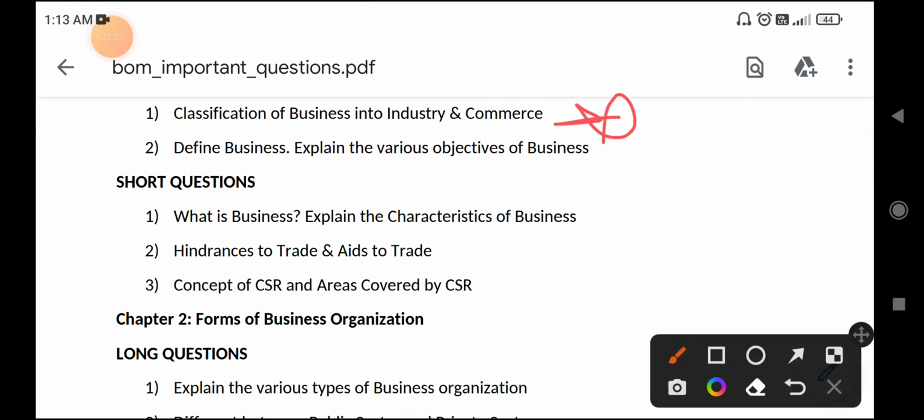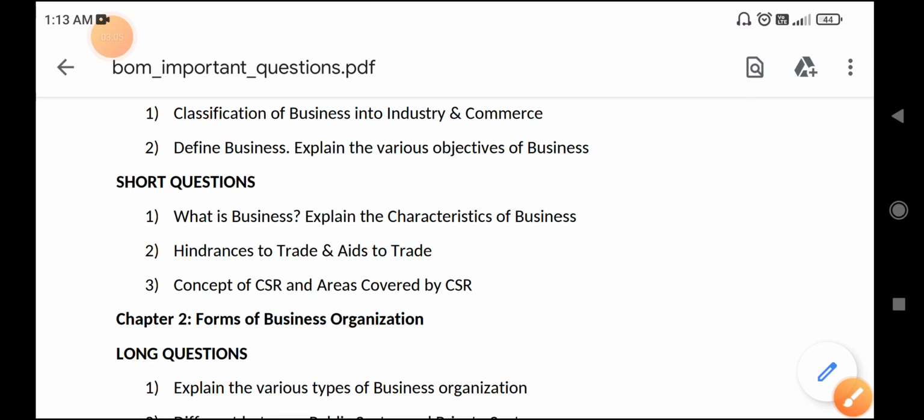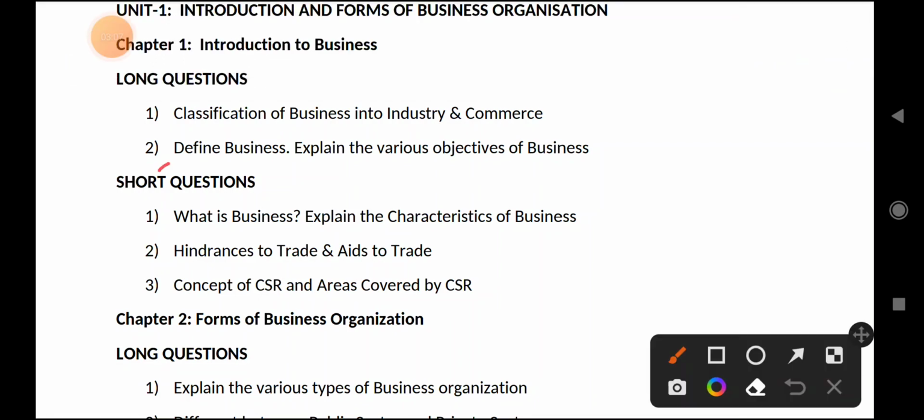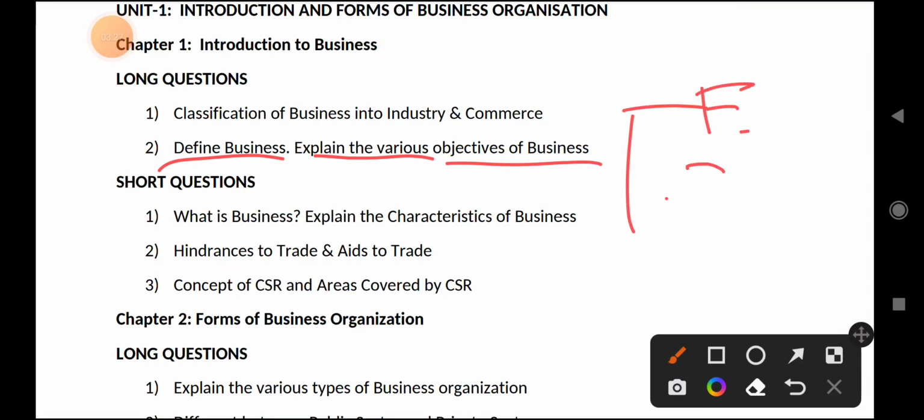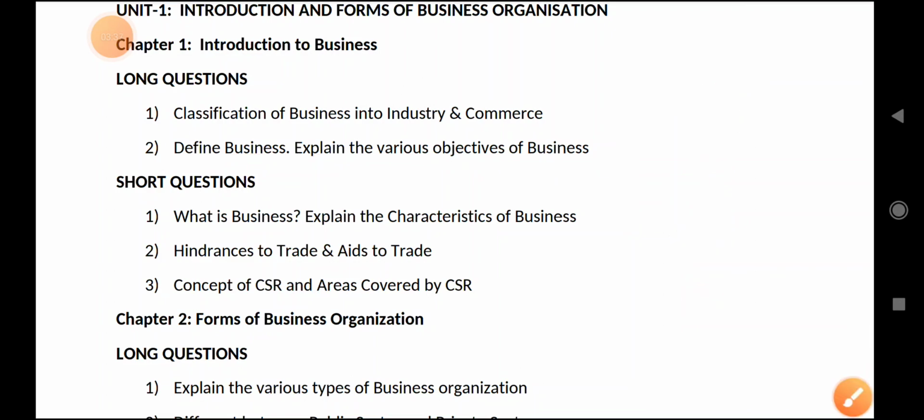This is a very important one, an A category question from chapter 1. Define business, explain the various objectives of business. Objectives of business is one of the important questions. Business has different objectives: economic objectives, social objectives, human and national objectives. Hope you learn all these things.